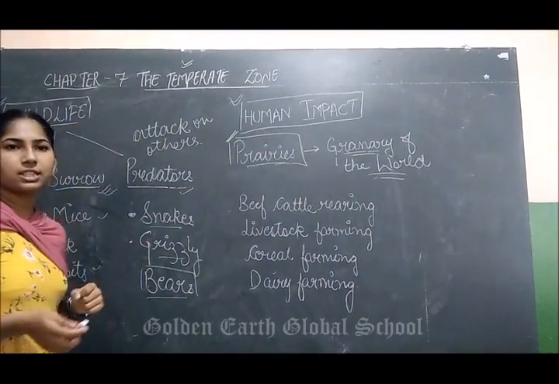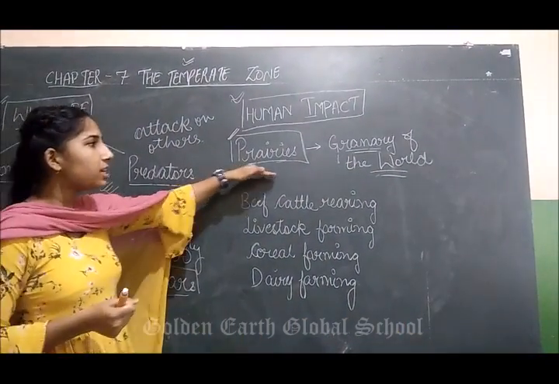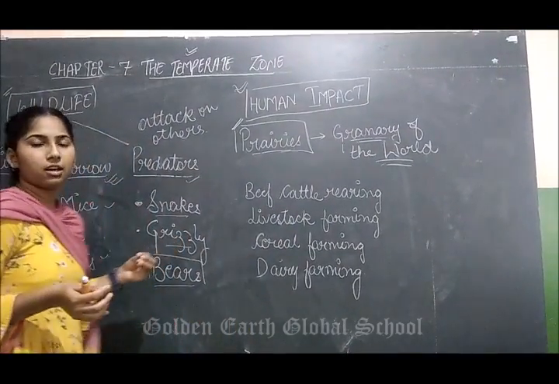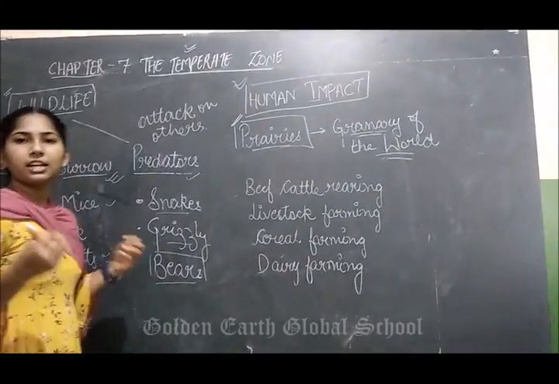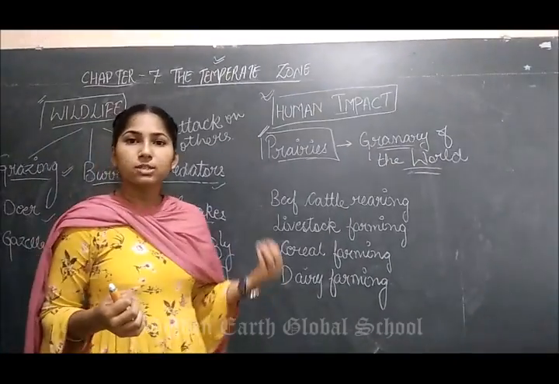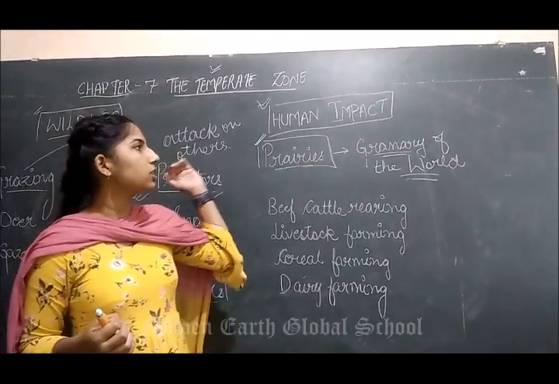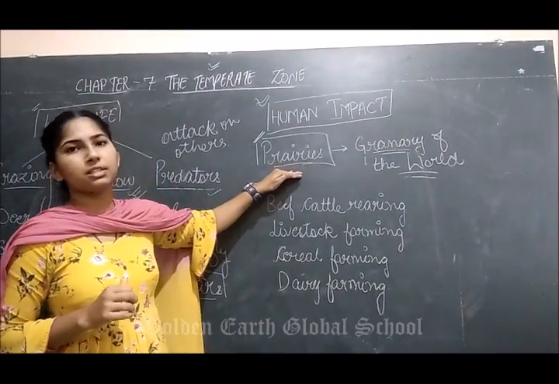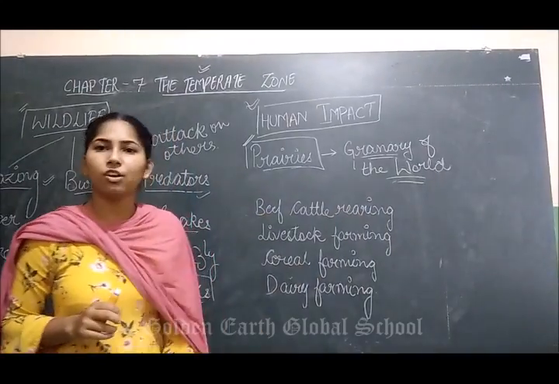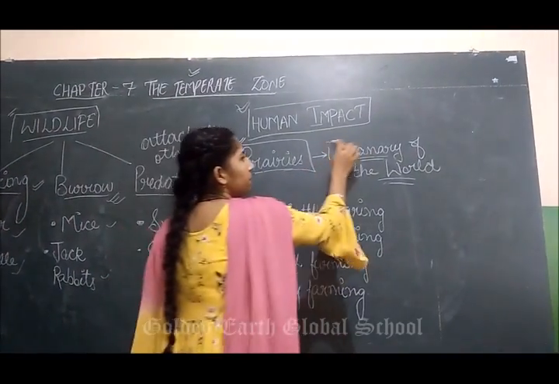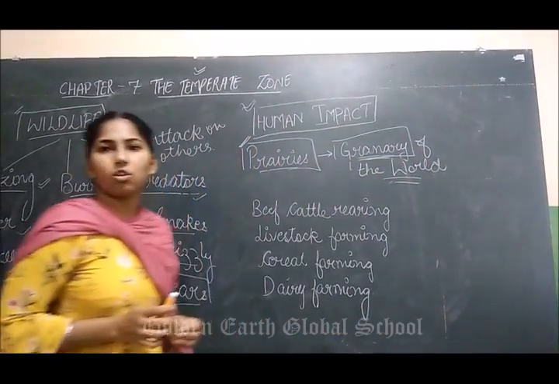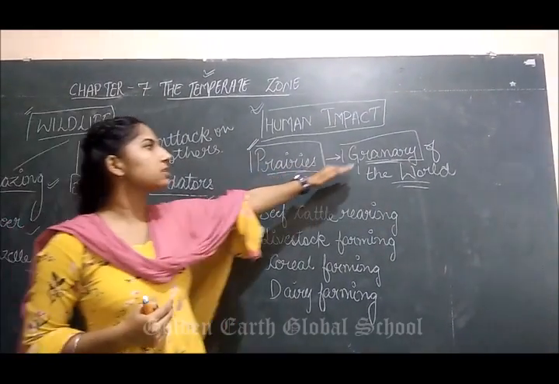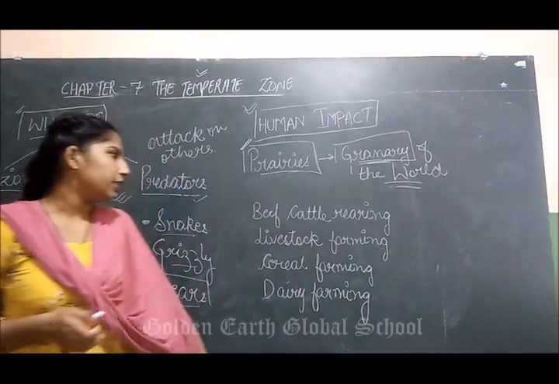Now, why is it known as the granary of the world? Prairies को granary of the world क्यों कहते हैं? रीजन ये है कि जितनी भी हमारी क्रॉप्स हैं, जैसे कि wheat, राइस, मेज, ओट्स, बार्ले, ये सारी क्रॉप्स हैं उनकी सबसे ज्यादा कल्टीवेशन प्रेरिस में होती है. That is why it is called the granary of the world. जहां पर जितने भी सीरियल क्रॉप्स हैं, उनकी कल्टीवेशन होती है. That is why the prairies are called the granary of the world.